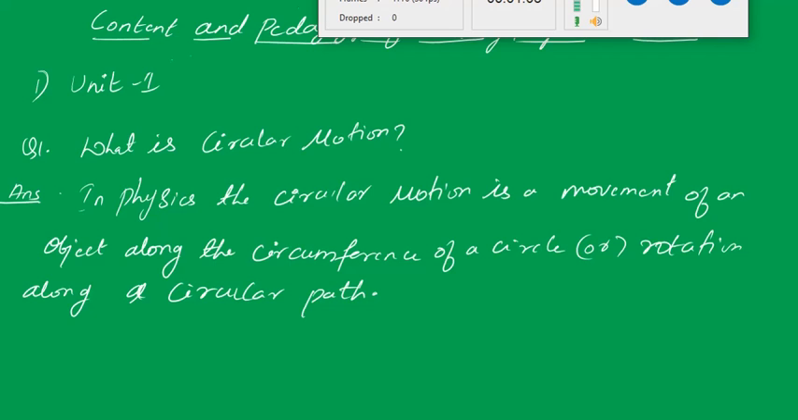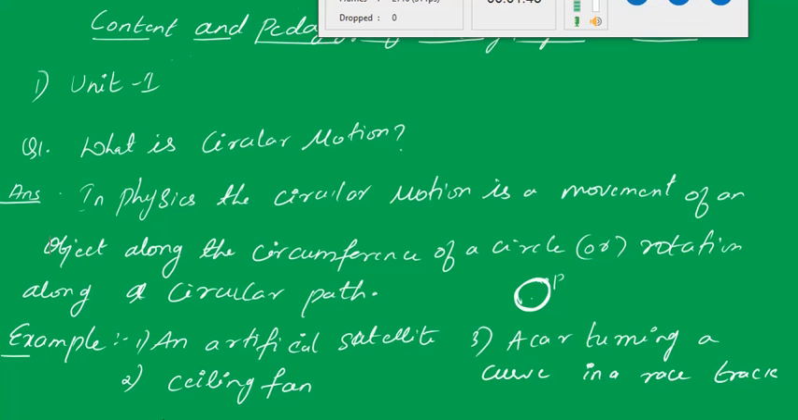So the definition is, in physics, circular motion is a movement of an object along the circumference of a circle or rotation along a circular path. So for example, let us consider a circle. If we have an object P, this object moves along the circumference. This is the perimeter or circumference of the circle. Such movement of an object is nothing but circular motion.